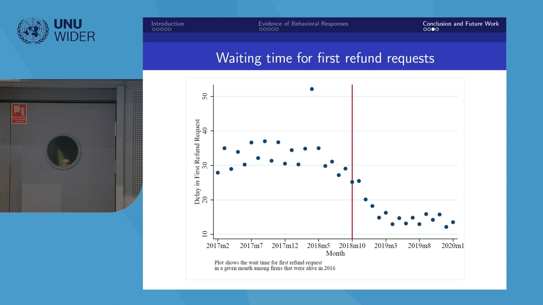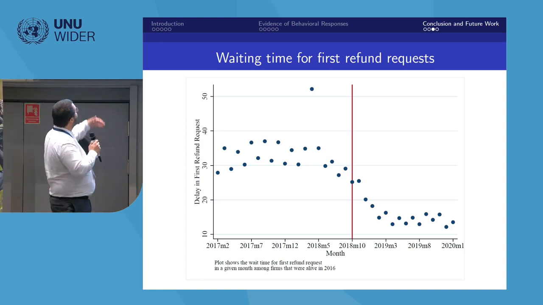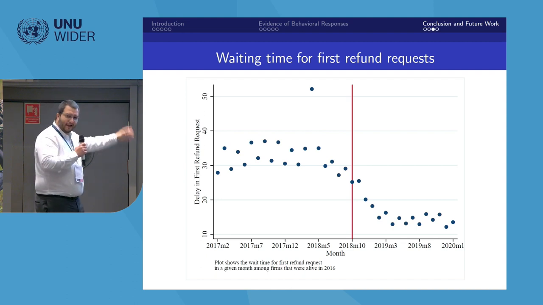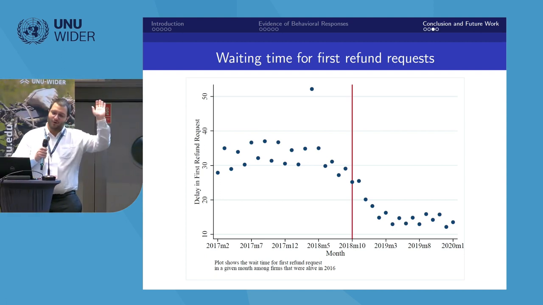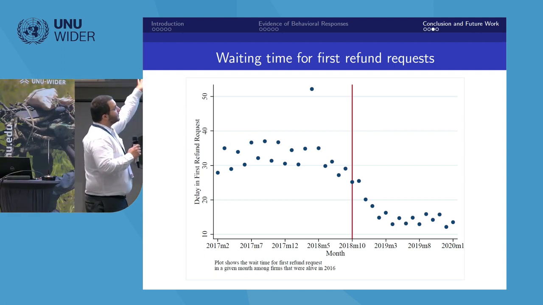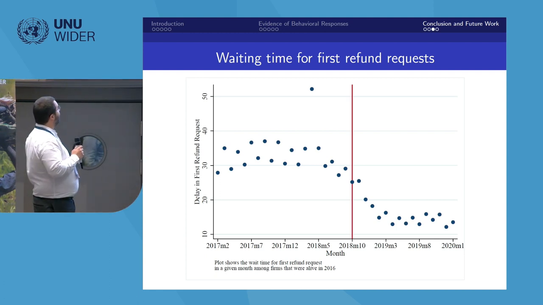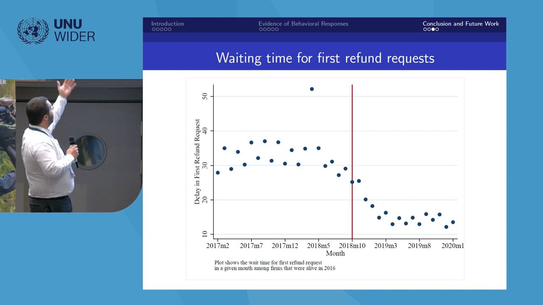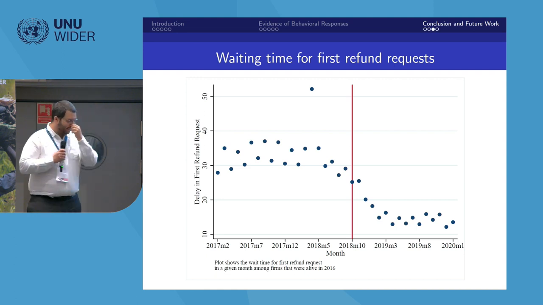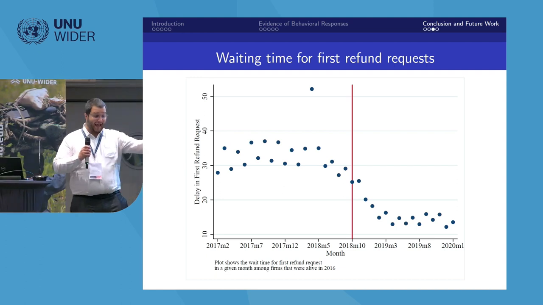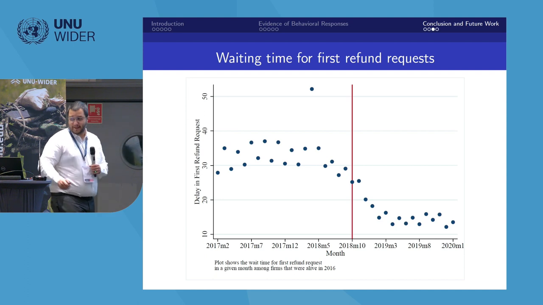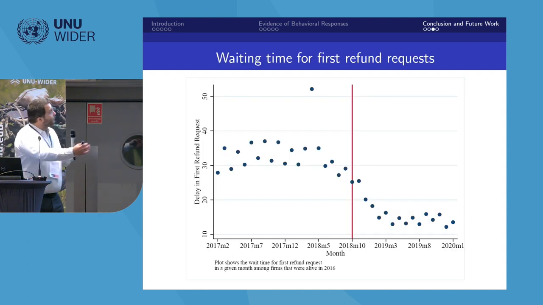But the waiting times dramatically drop, almost by two-thirds here, and there is still some back and forth with SARS about exactly what we're measuring in terms of waiting times, but there's clearly something going on. Before October 2018, we see average waiting times exceeding a month, and after we see them at least halving relative to that standard.